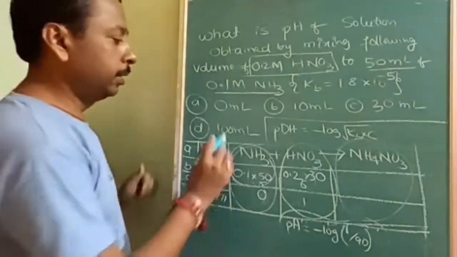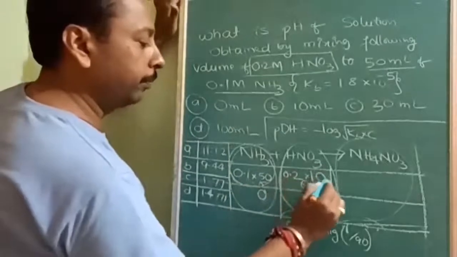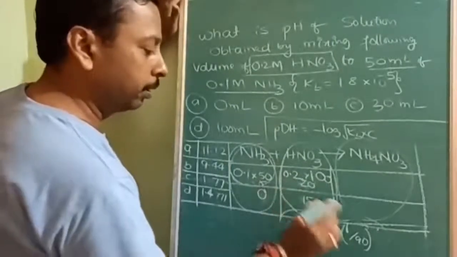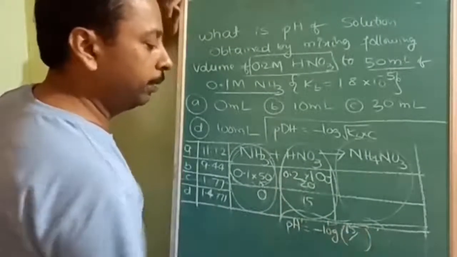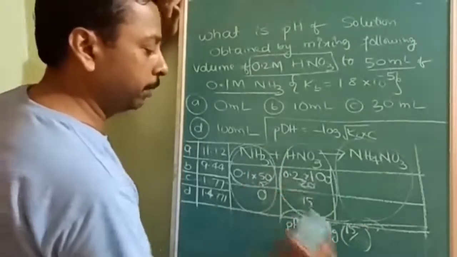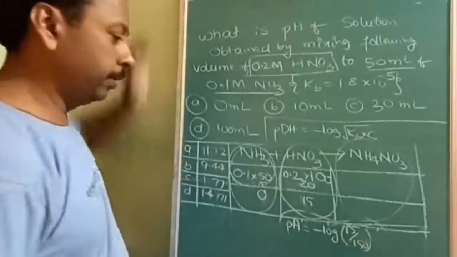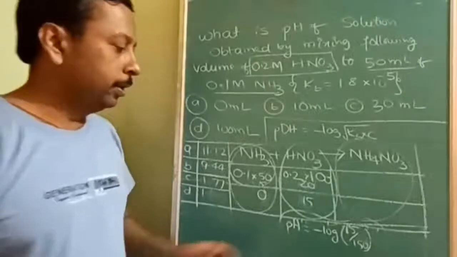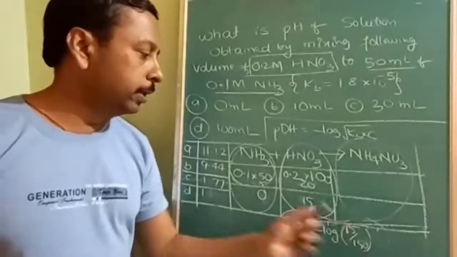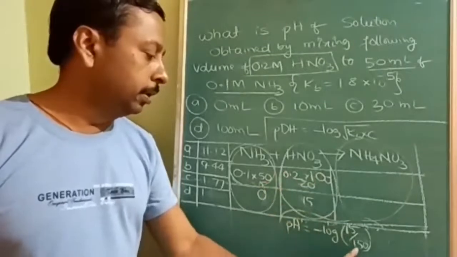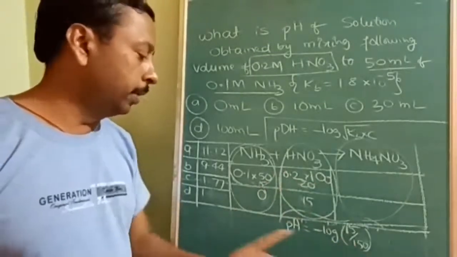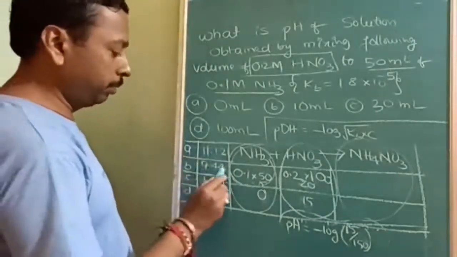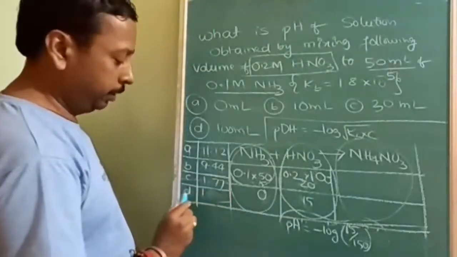And the D part is 100 ml. So if I write 100, it is going to be 20, so the excess is going to be 15 millimoles, and the volume will be 100 plus 50, 150. So in the D part, 15 milliequivalents divided by the volume, 150, gives 0.1, and negative log 0.1 will be 1. Okay, so these are the four answers: 11.12, 9.44, 1.77, and D is 1.